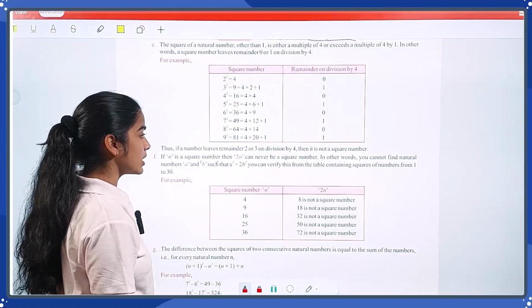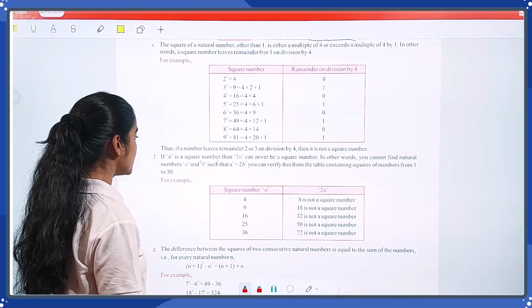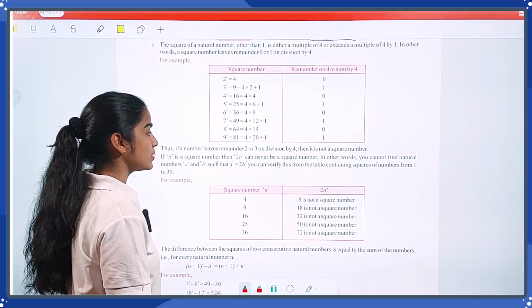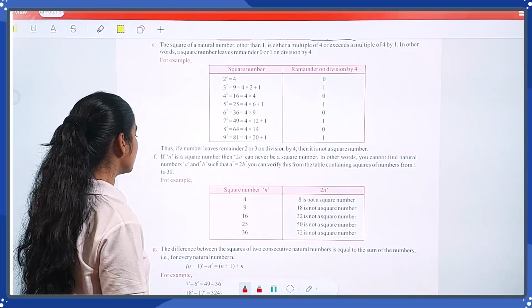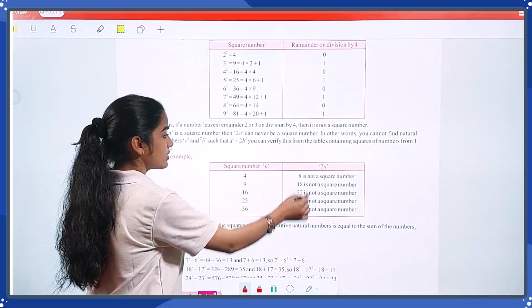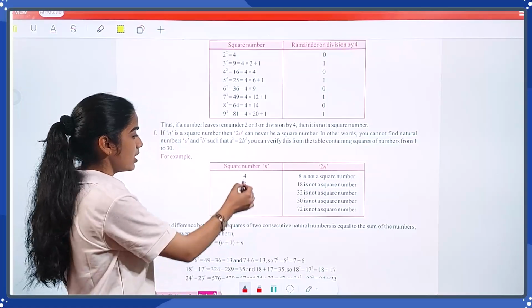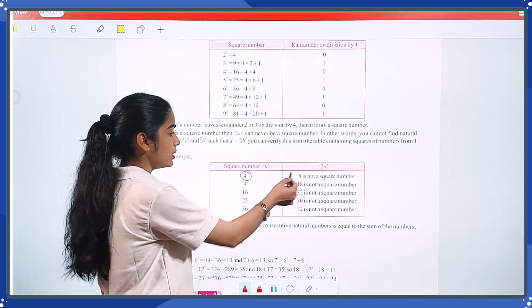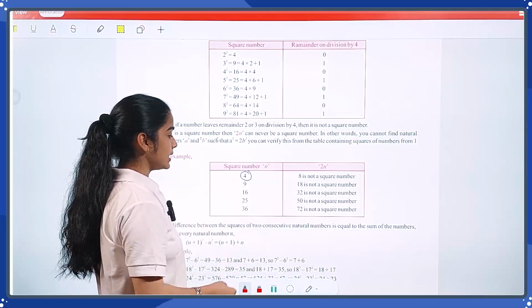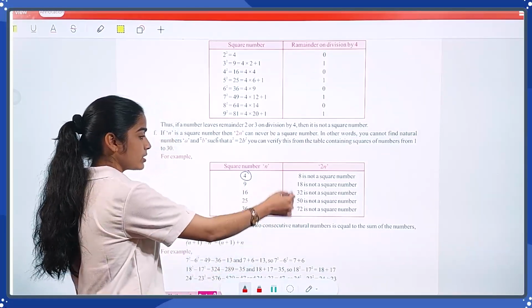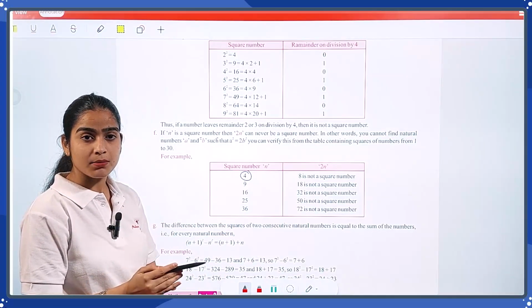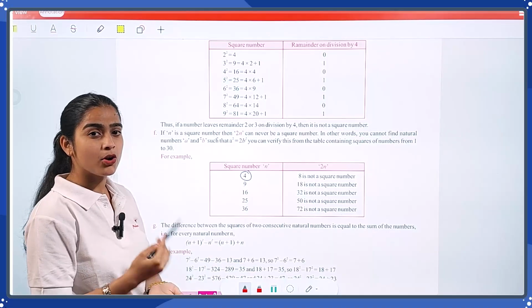In other words, you cannot find natural numbers a and b such that a square is equal to 2b square. You can verify this from the table containing square numbers from 1 to 30. So 4 is not a square number. If you have n, then 2n means double of n. So the double of 4 is 8, of 9 is 18, of 16 is 32. And you see in all the cases, if we have the number n and we take the double of that number, it will not be a square number.